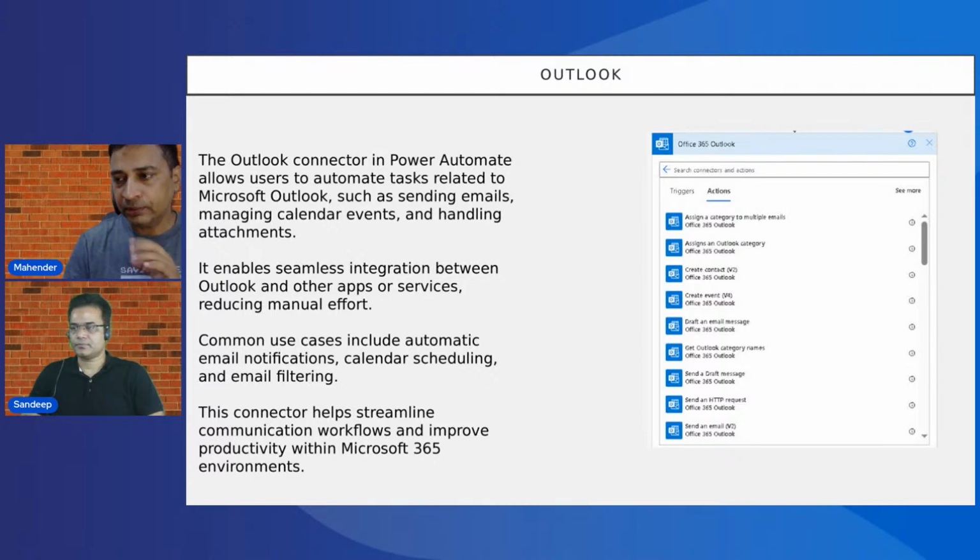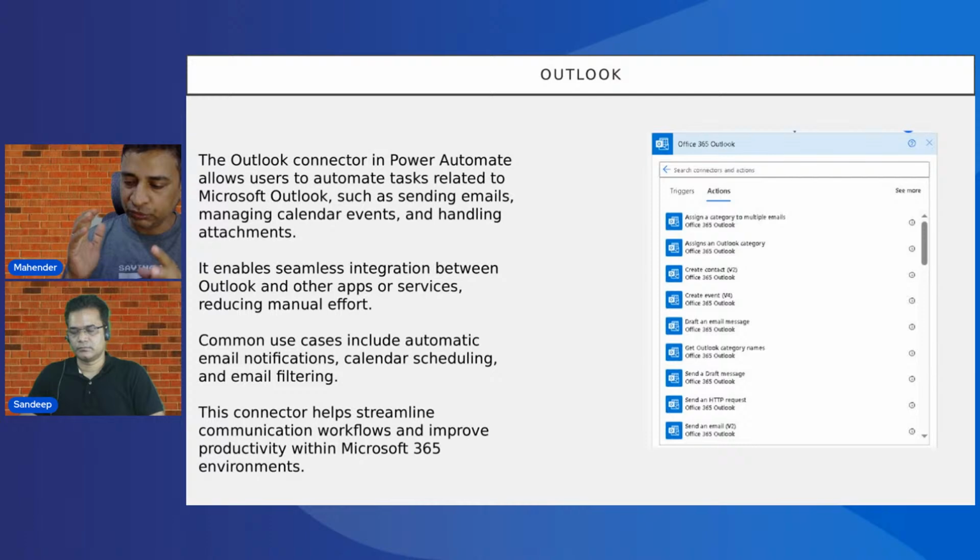So first one, Outlook, right? This is part of the Microsoft cloud. We mostly talk about the cloud one, because Power Automate is basically a cloud workflow from Microsoft. So here we are going to use the Outlook connector. This provides a different set of actions which we can use to get emails and act on those emails.